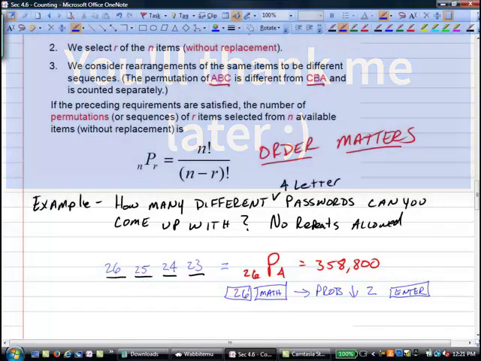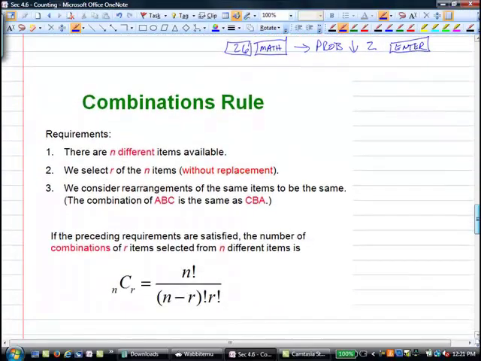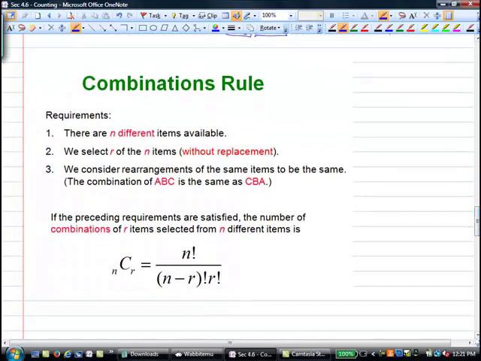Order matters with permutation. The next thing we're going to look at is combinations. And with combinations, order doesn't matter. With combinations, we're still looking at n different items, and they're selected r at a time without replacement. But now order doesn't matter.